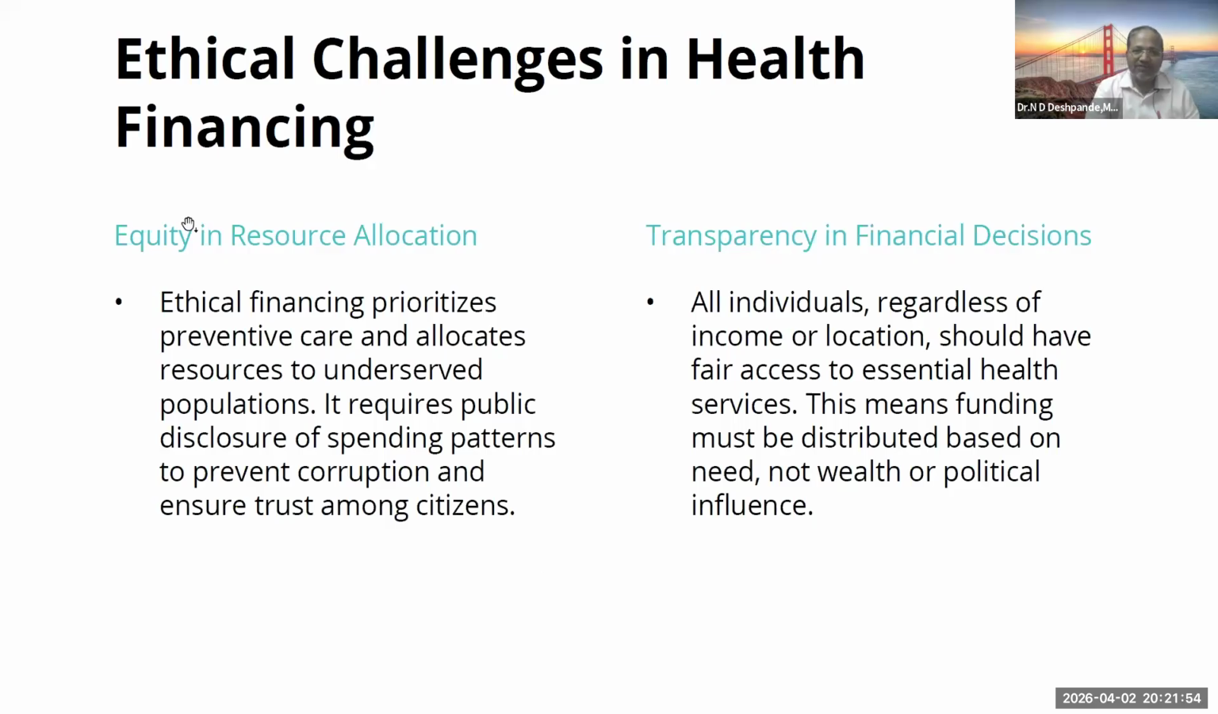So, not only equity but transparency in financial decisions has to be there. All individuals, regardless of income or location, should have fair access to essential health services. This means funding must be distributed based upon the need of the population, not the wealth of the population or the political influence of the population. So, transparency in financial decisions has to be taken at a higher level.